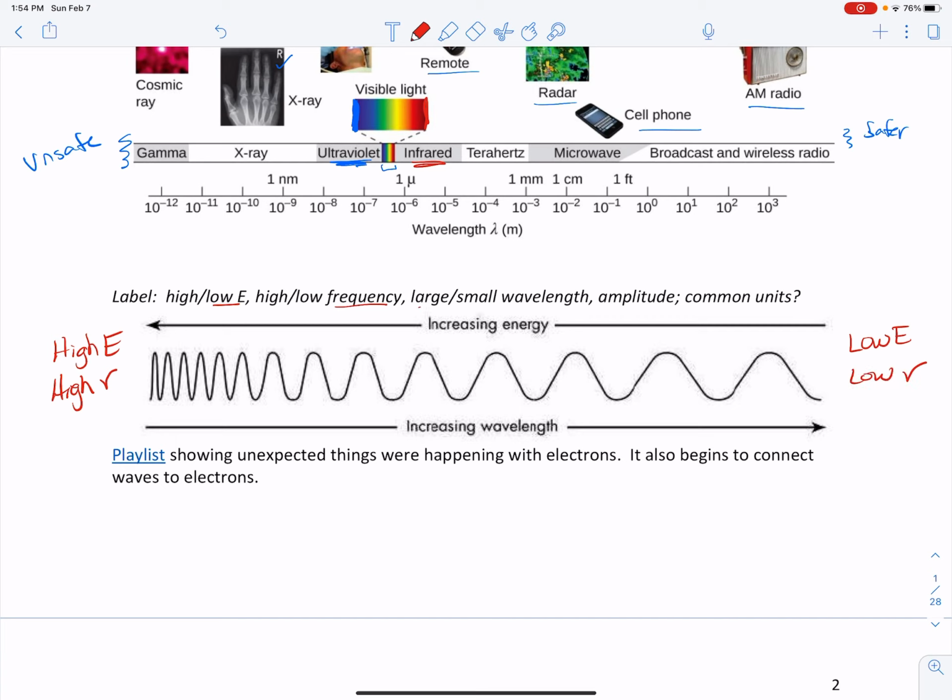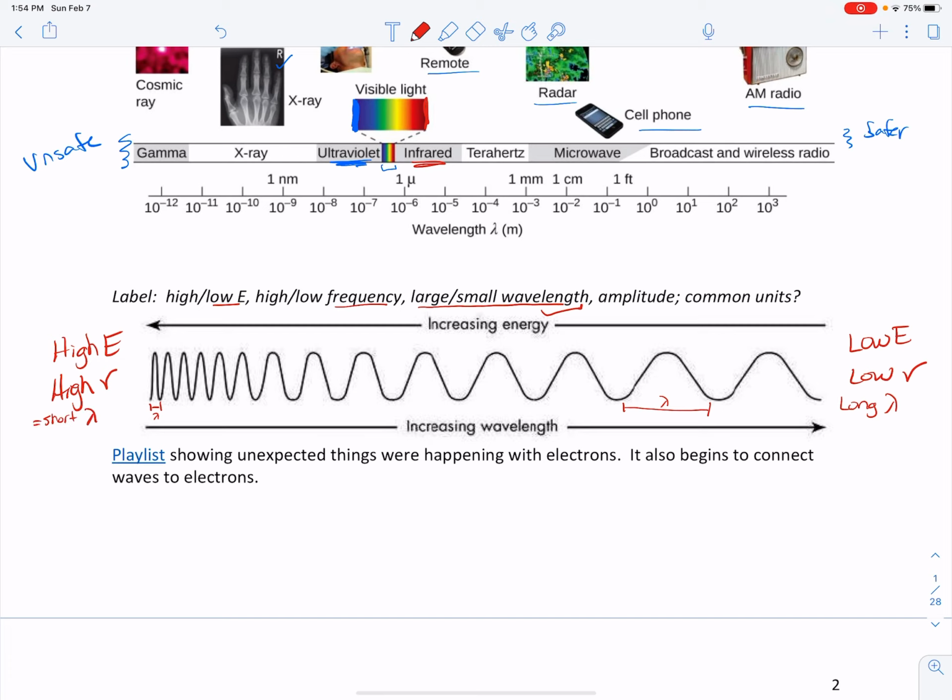And then wavelength, this is large or small. So this is the length of the wave. For example, right here, this wave has a very short length. This wave has a very long wavelength. So it's the length from peak to peak, or trough to trough, if you want to do the middle, but it's that length. So over here, this is a long wavelength, and this is a short wavelength.